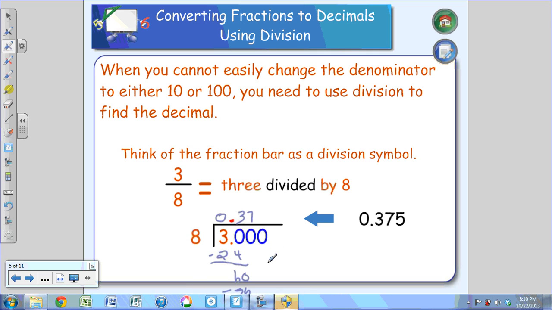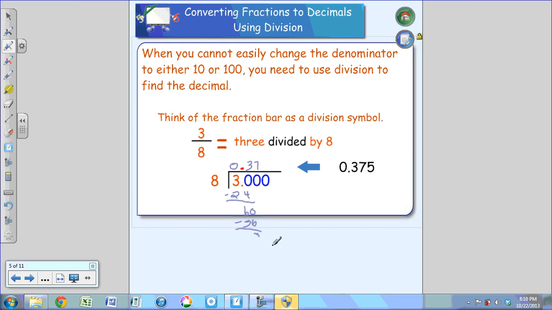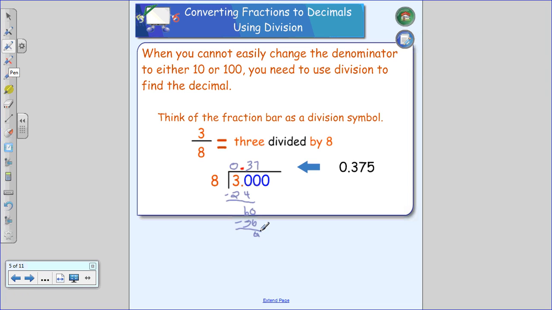Let's see, maybe I can make, oh, look. Oh, there we go. Okay, so that leaves me with 4. And then I'm going to bring down another 0. And 8 into 40 is 5. And that gives me my 40. And when I subtract that, I get 0. So once I get 0 down at the bottom, I can stop. So I now know that this fraction, 3 over 8, is 0.375.